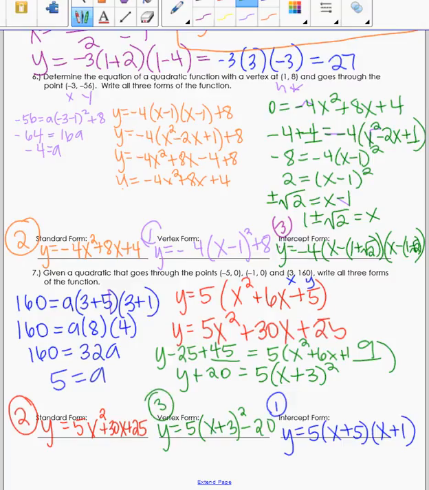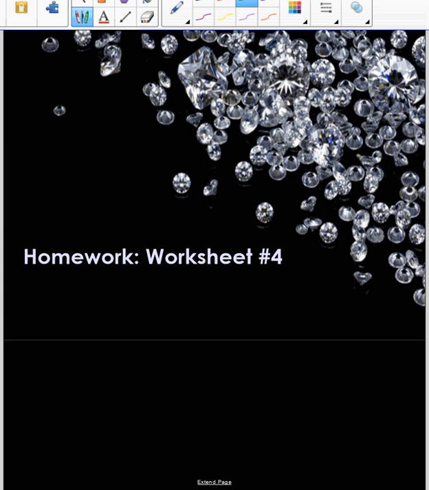Okay, so you should be able to move between any forms. We should be able to give you any form and give you a different form of it, and you should be able to figure out how to go between those as you work through your homework tonight. Your homework tonight is worksheet number 4, so once you have your notes completed, go ahead and show them to the sub, and then you can start working on that. Make sure to check your answers online, because I wasn't able to fit them, I don't believe, on the back. Okay.